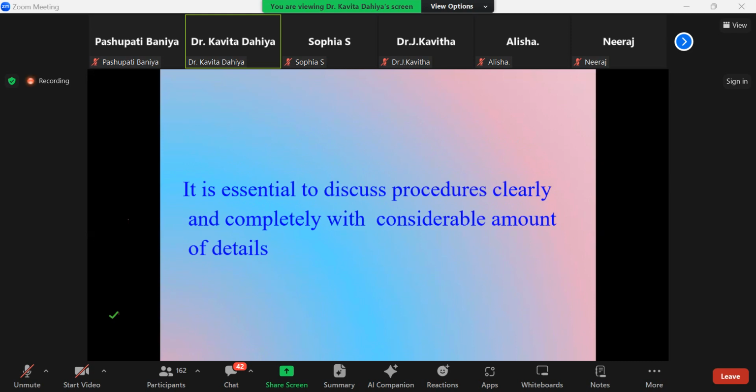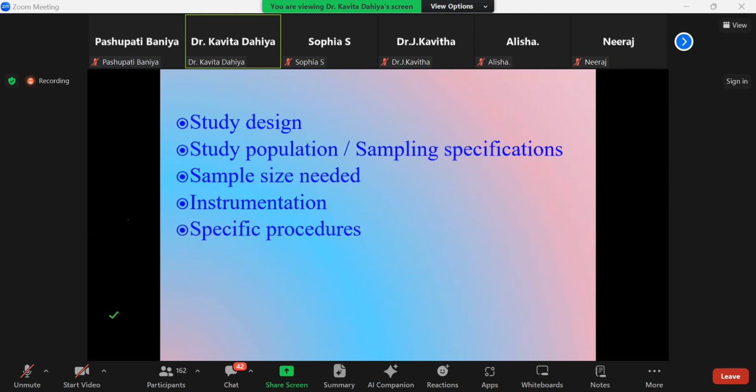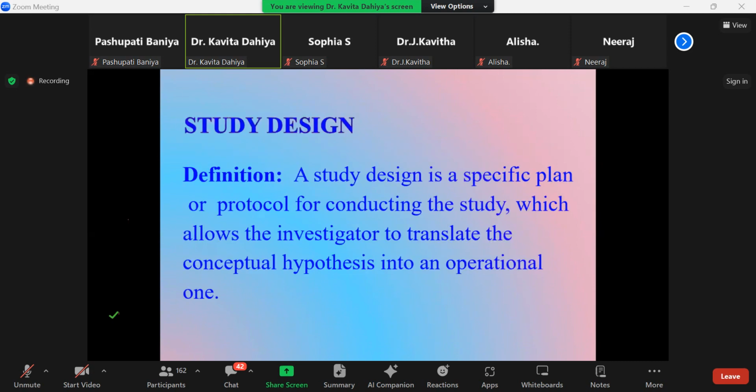It is essential to discuss the procedure clearly and completely with a considerable amount of detail: study design, study population, sampling specification, sample size needed, instruments, and specific procedure. We will discuss all these parameters one by one in upcoming sessions, where one session is targeted only at the research methodology.